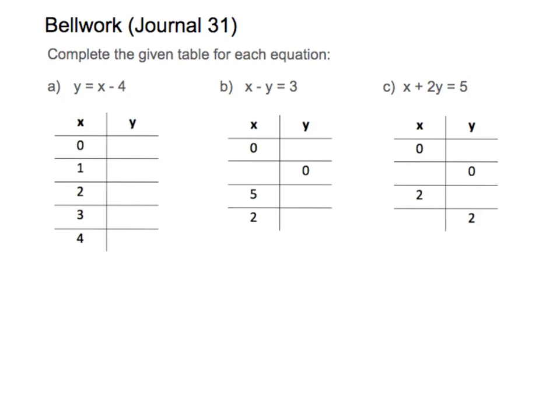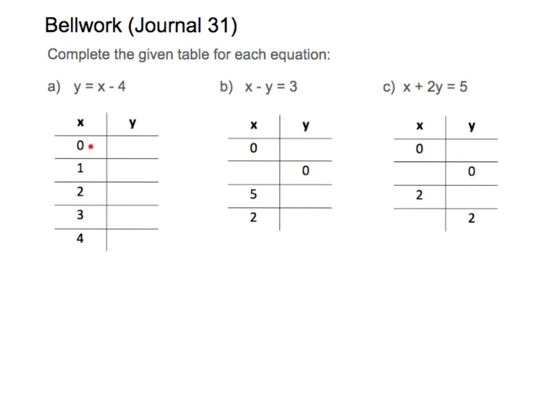Right, so we're in journal 31 here, and we're going to start with the bell work where you're just trying to fill in the table and the missing spaces. So basically above each table gives you the equation, which is acting as basically the set of rules. So in this case, for the first one, here's our equation, and it looks like they give us the x values, which is kind of nice.